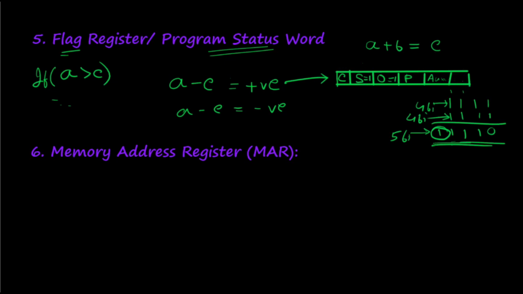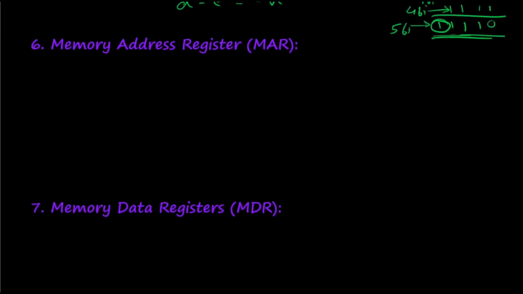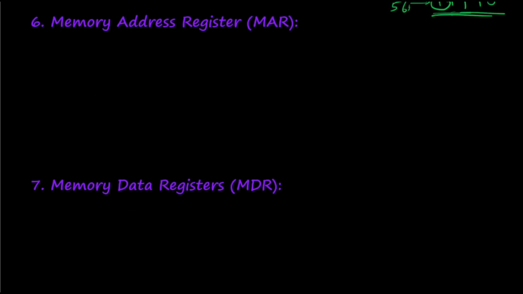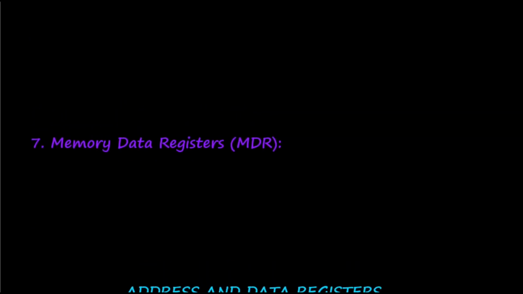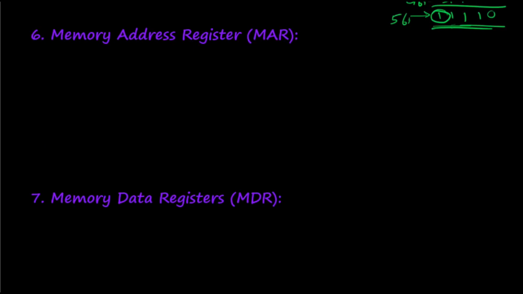Okay, fine. Now let us come to the two most important ones, MAR and MDR: memory address register and memory buffer register, or memory data register. So what is MAR, or memory address register?